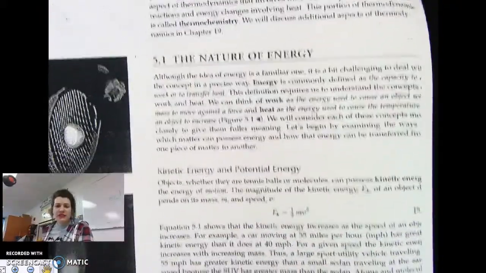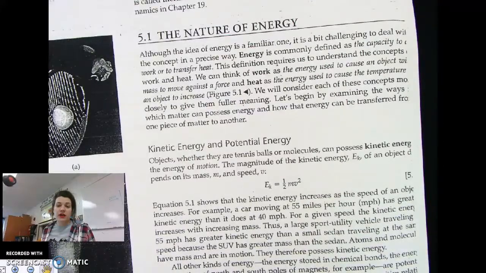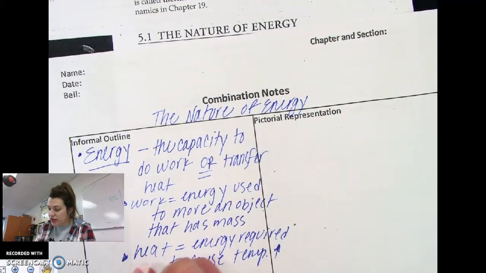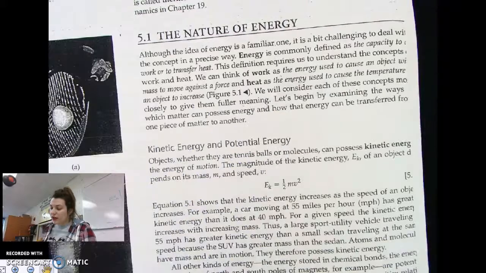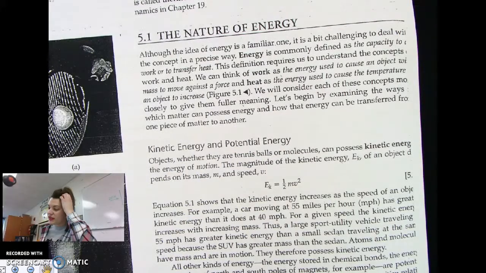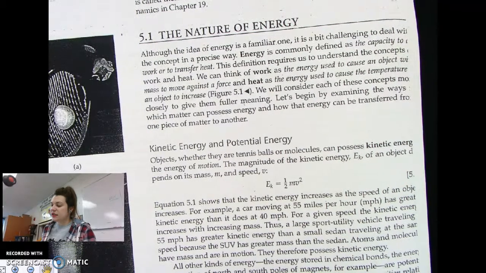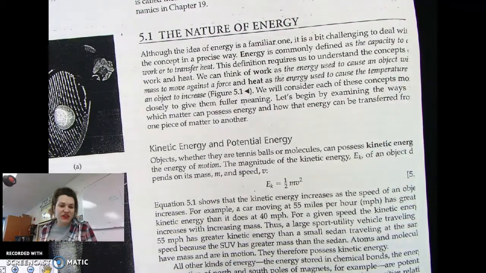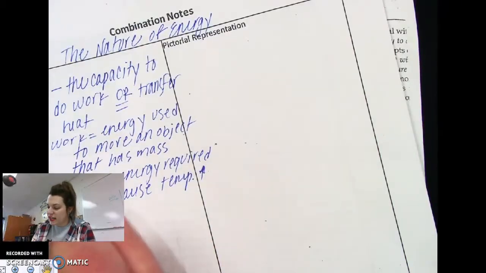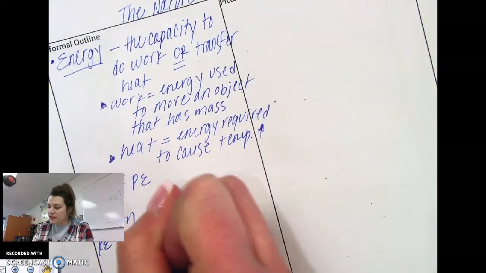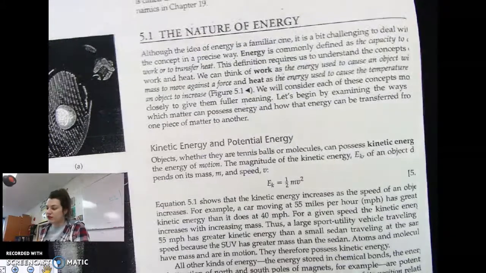Okay, it says objects, whether they are a tennis ball or molecules, can possess kinetic energy, the energy of motion. Okay, so kinetic energy is my motion energy. All right, and then it keeps going. It says the magnitude of the kinetic energy of an object depends on its mass and its velocity. Or it says speed, but v is velocity because velocity deals with direction as well. So it says kinetic energy is equal to 1/2 mass times velocity squared. So that's the equation for that.